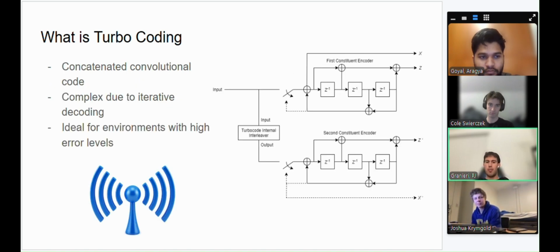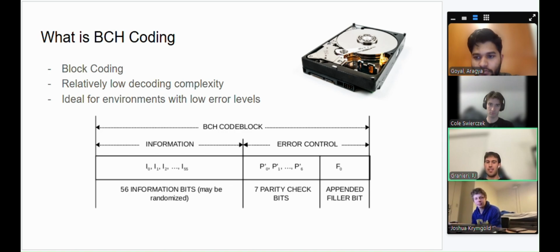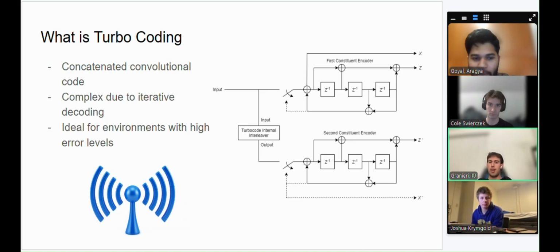BCH codes probably perform the best in environments where errors are infrequent and predictable, such as wireless communication systems and audio media with lower to moderate noise levels. Turbo codes combine two or more convolutional codes using an interleaver.